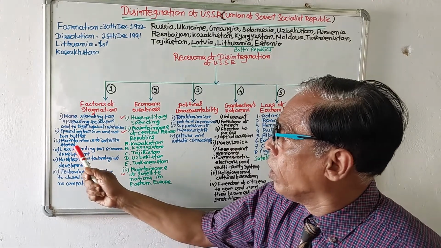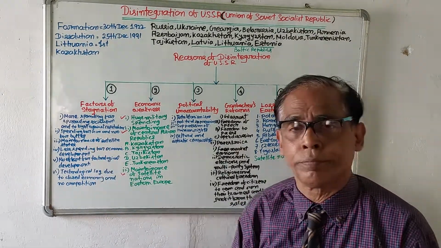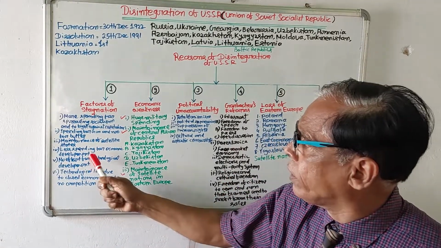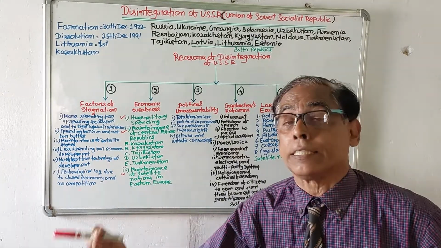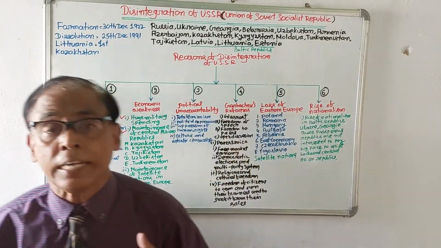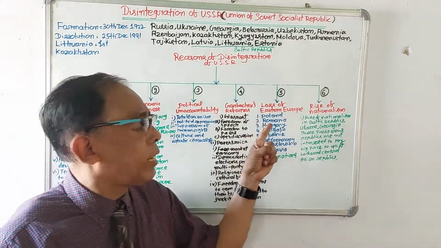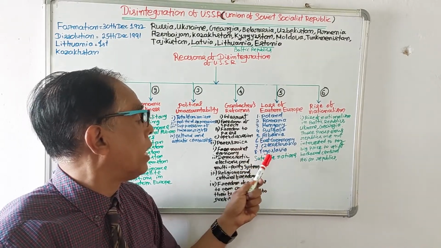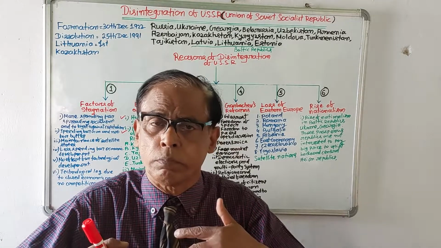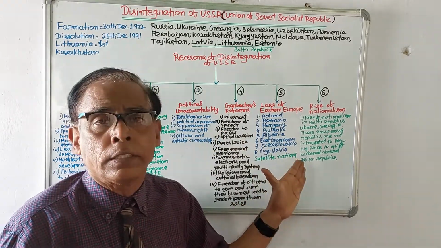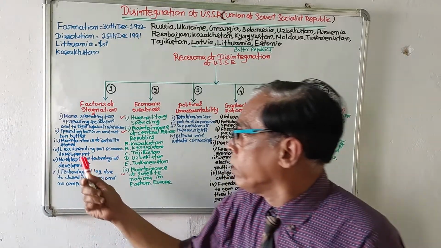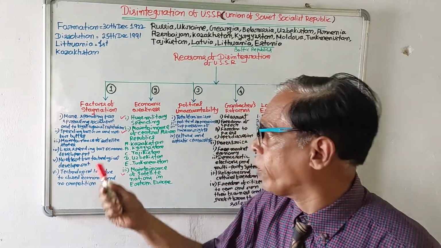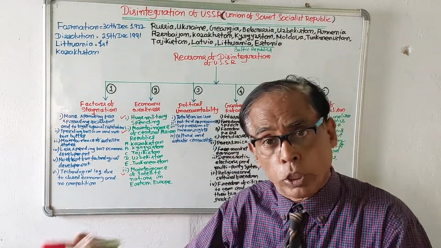And number 3, maintenance of satellite states. It was spending more money for the maintenance of satellite states. USSR had satellite states like Poland, Romania, Hungary, Bulgaria, Albania, East Germany, Czechoslovakia, Yugoslavia. It was giving more money to the satellite states, again with less spending for economic development and the economic growth of the country.